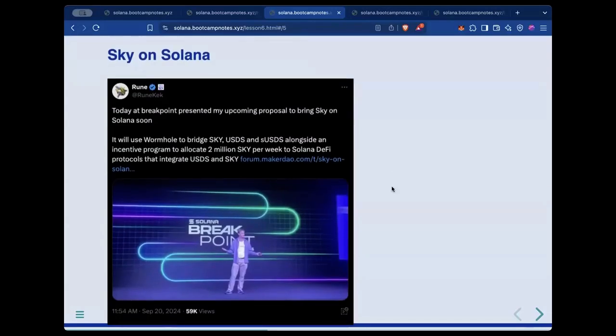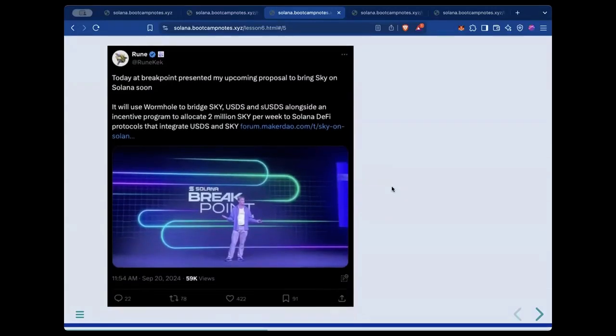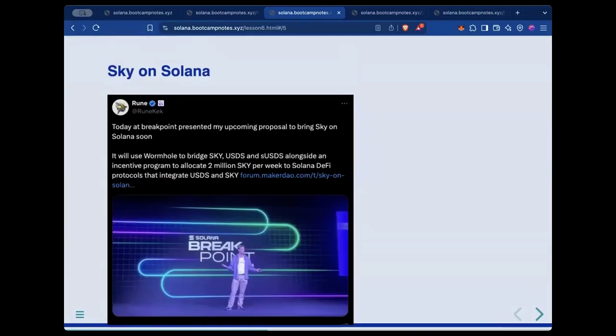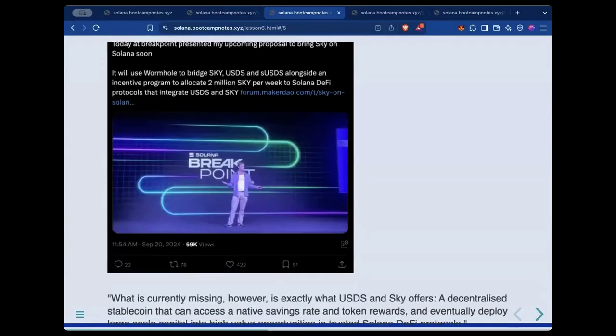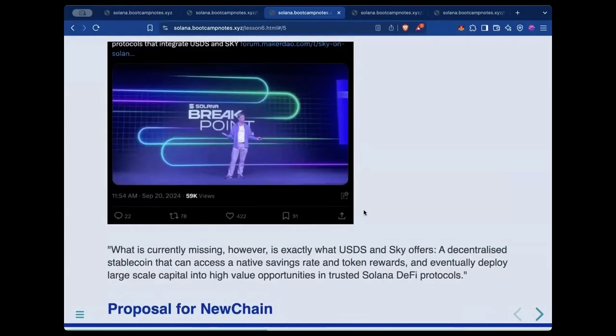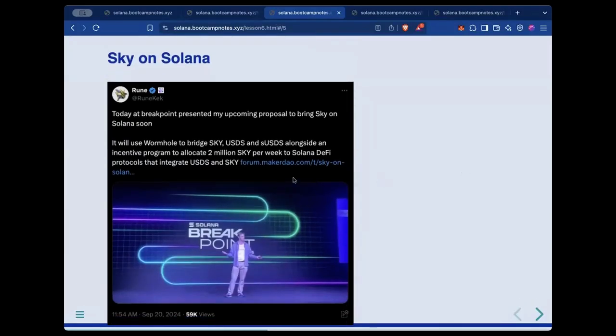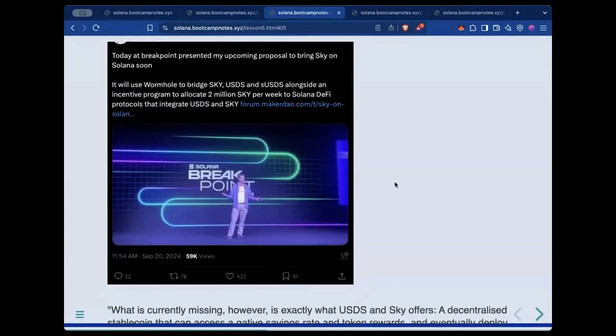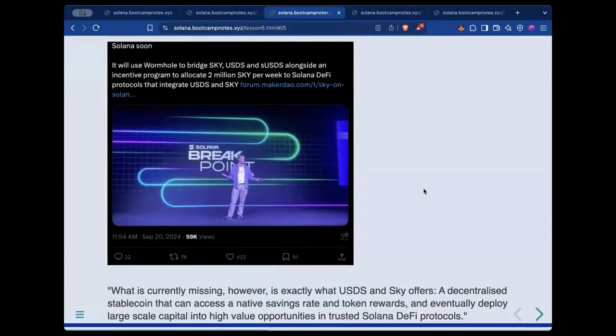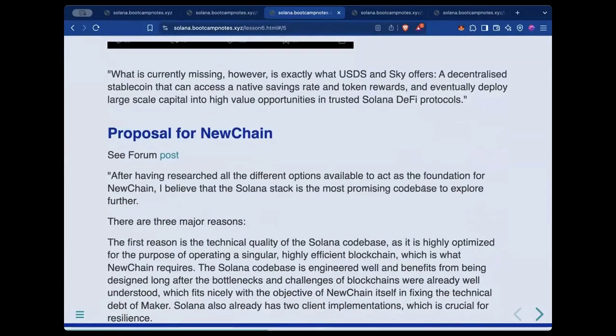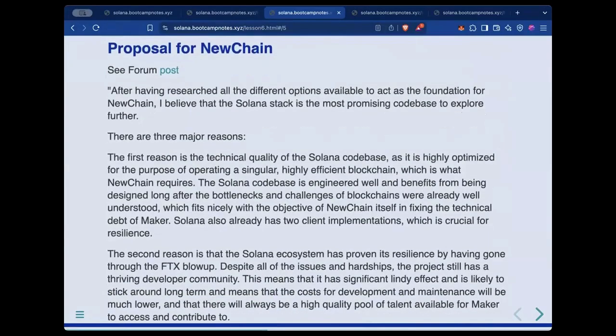Other things, this happened last year or almost a year ago. We got a major project moving over to Solana called Sky. This was a stable coin being talked about at Breakpoint, as you can see. And then this also brought out a proposal for this thing called New Chain as well, which is creating a chain based on the architecture and the innovations that we have in Solana.